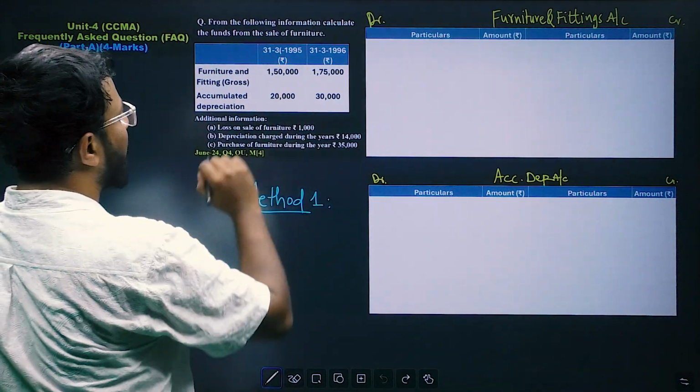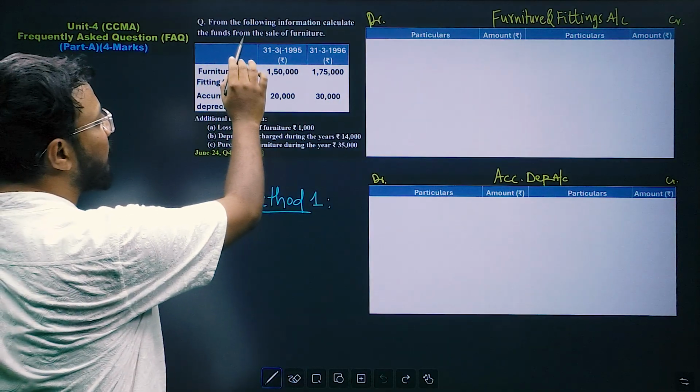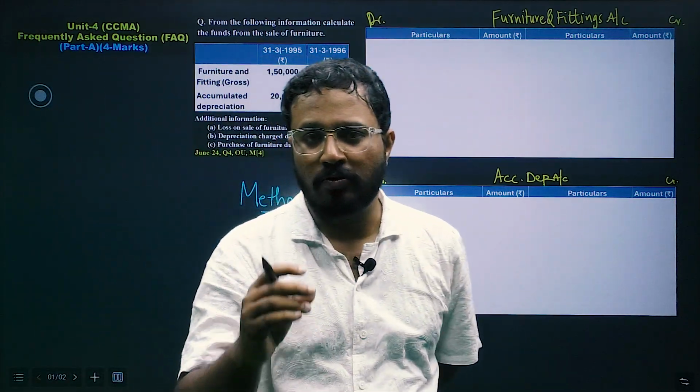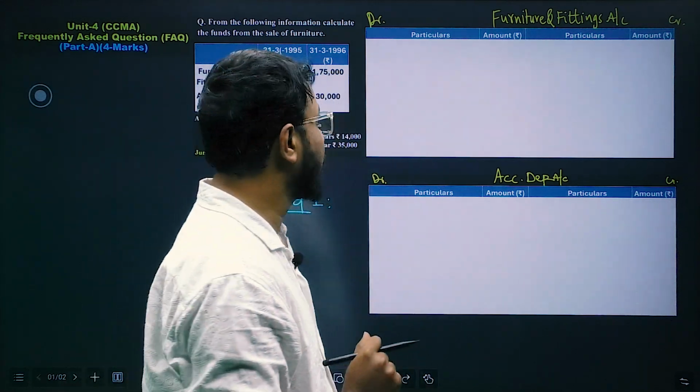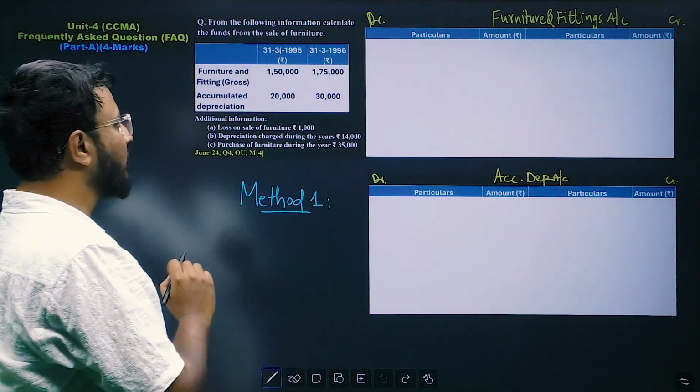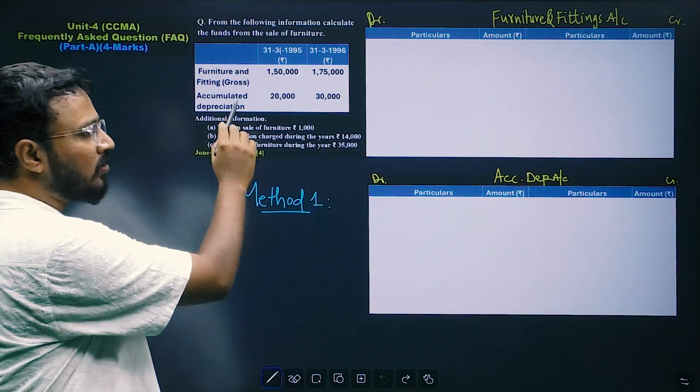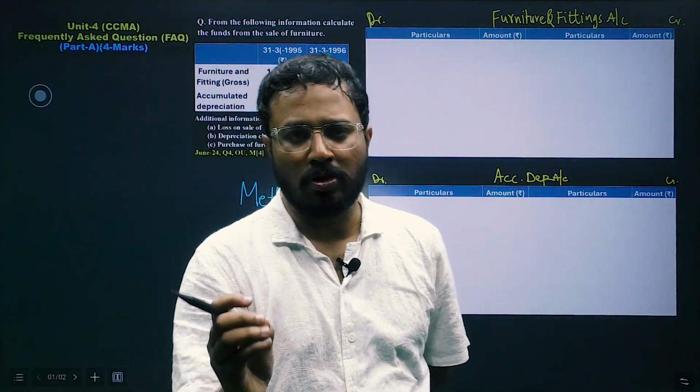From the following information, calculate the funds from the sale of furniture. How much money is received from selling the furniture is being asked. What information is given to you? Furniture and fittings, gross.